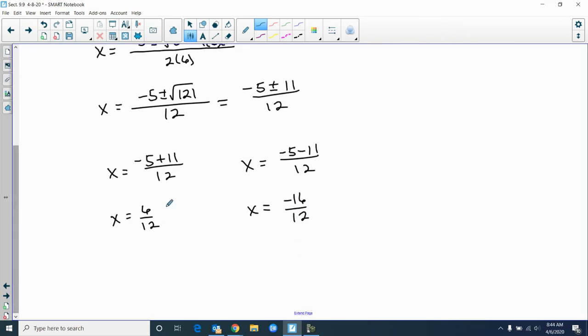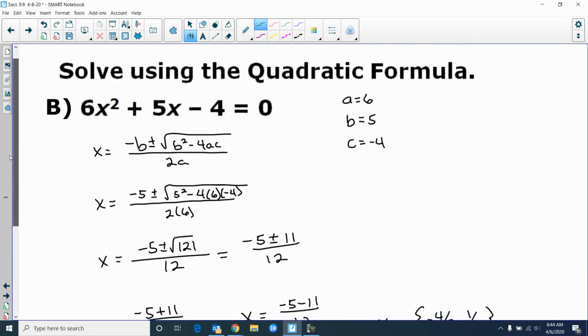Okay, these are not whole numbers. Let's leave them as fractions. 6 over 12 reduces to 1/2. All right, what's negative 16 over 12 reduced to? What goes into both of them? Biggest number would be 4, and then you're going to get negative 4/3. So here's my two answers. -4/3 and 1/2.